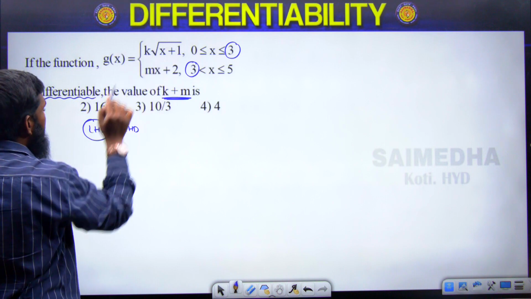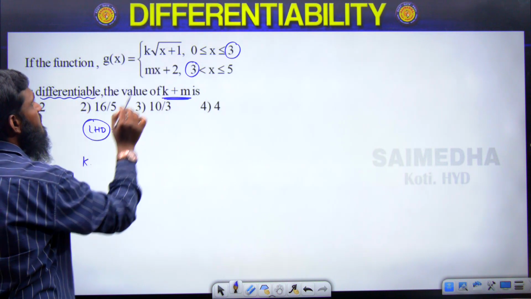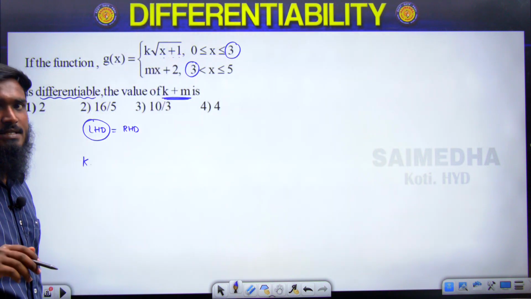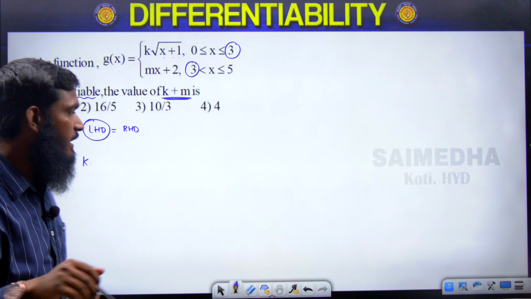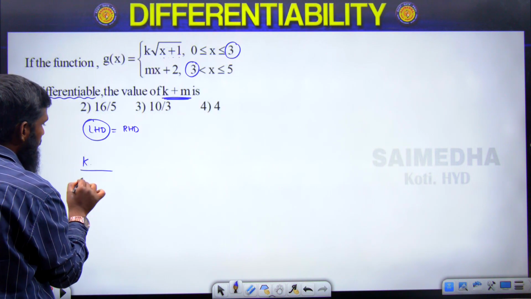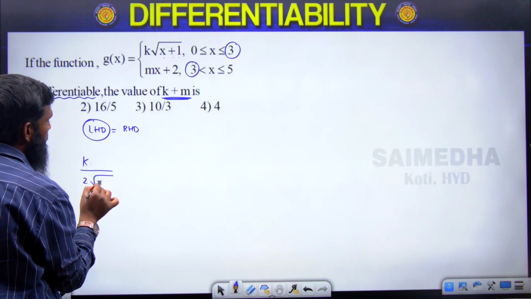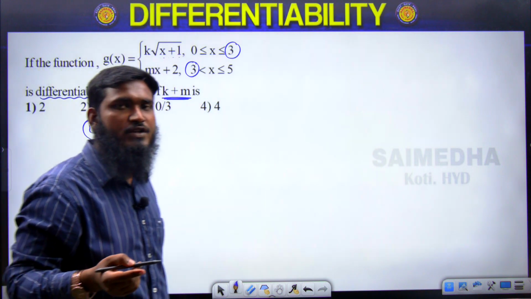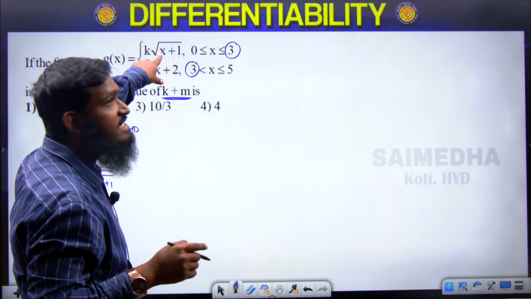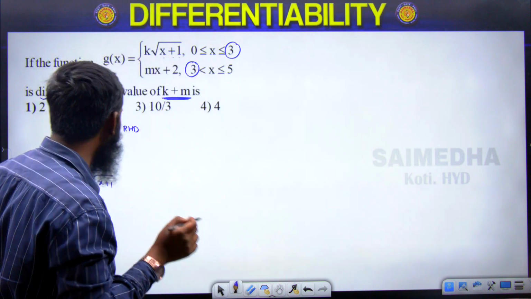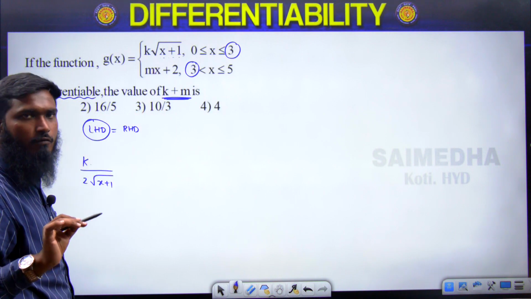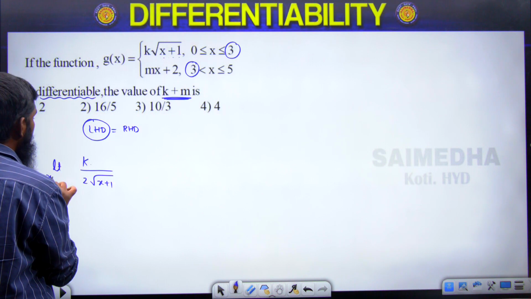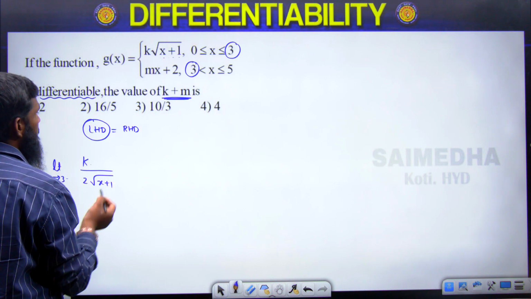If you differentiate this, k is constant, so we write it as it is. If you assume this part as x, it is in the form of root x, and the formula is 1 by 2 root x, so 1 by 2 root x plus 1. Now this assumed part we have to differentiate one more time. Differentiating it, x becomes 1 and 1 becomes 0, so into 1. Now limit we also have to apply: limit x tends to 3 minus.